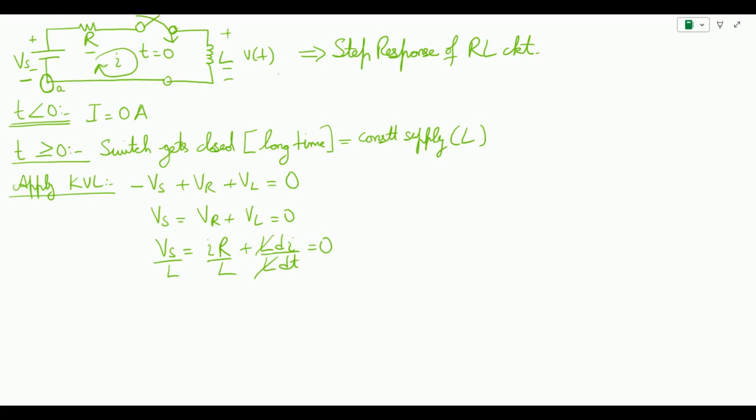So we will be left with d of I by d of t plus IR by L equals Vs by L. And this is the first form of equation that we are getting. If you look at this equation, it is not equal to 0. Rather, we technically call this a non-homogeneous equation, or non-homogeneous first order differential equation.